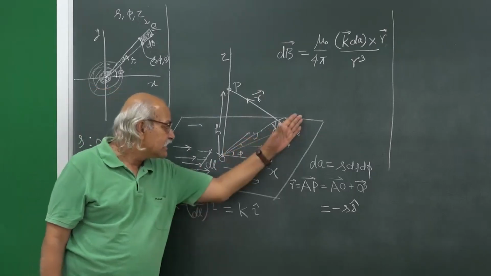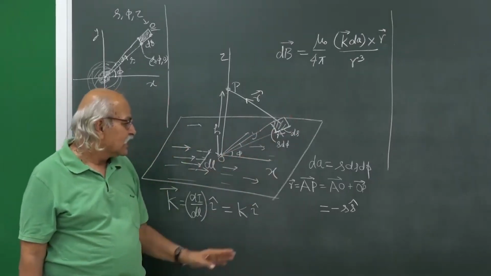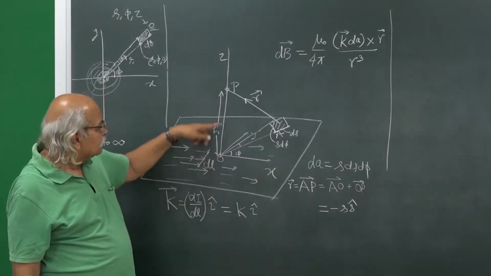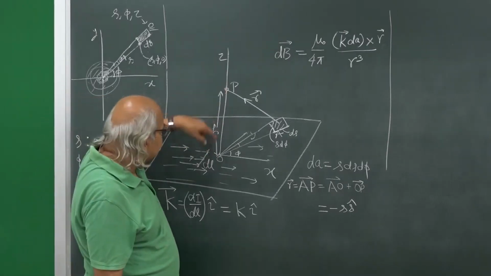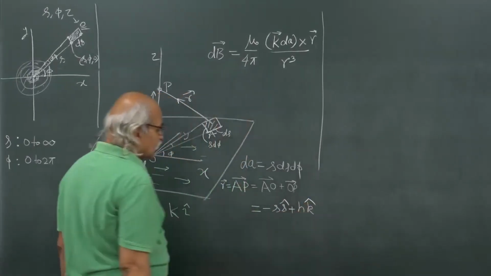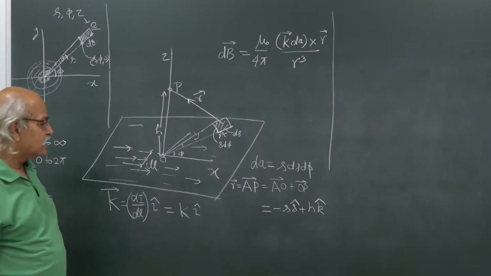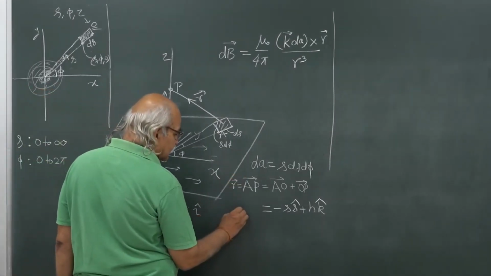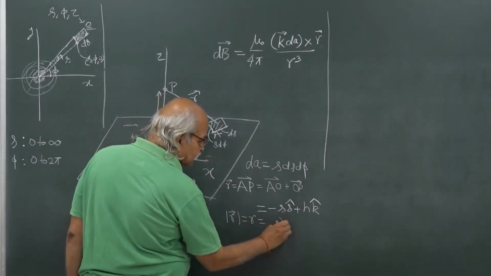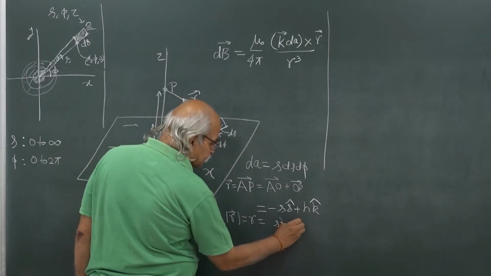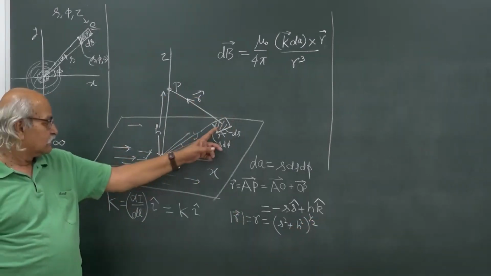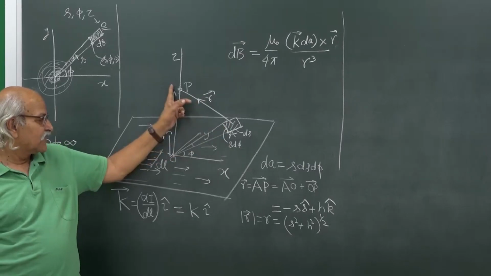This is in s cap direction, OA is in s cap direction, and therefore AO is in the opposite direction. Then OP, this is O and this is P, this height is h. So it is minus s times s cap plus h times k cap. That is this r vector, and the magnitude of this r vector, which is written as r, will be the square root of s square plus h square.